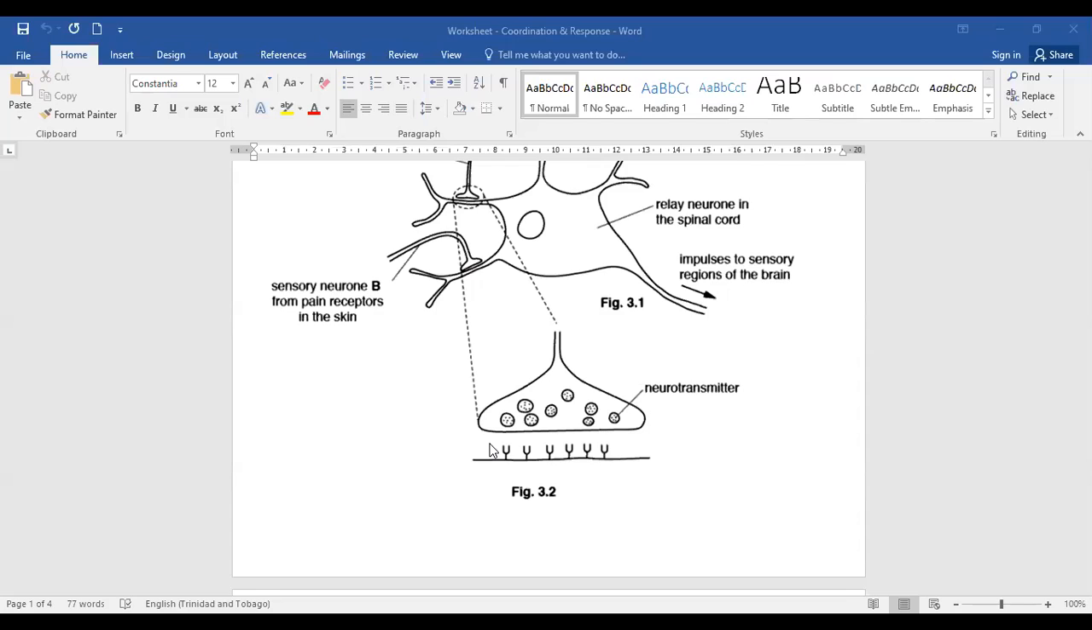Yeah, Dimitri, you got your answer correct. And now looking at it, there are only neurotransmitters on one side of the synapse, so therefore impulses can only go across from that side. Yep.